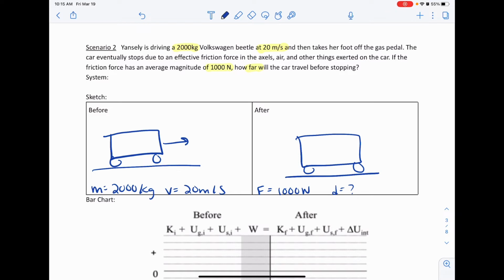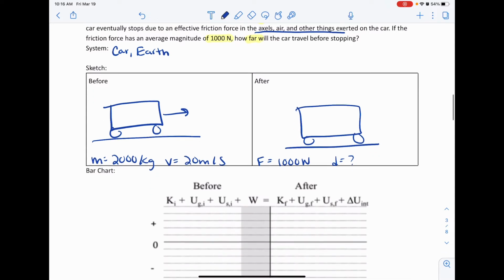Okay? For our system, we're going to include the car, and we're going to include the Earth. Now, we have a force given to us, right? And it says it's the force of the axles, the air, and other things. So that means I'm not going to include any of those things in my system, because if I'm given a force, that means I can calculate work. So any object that might do work, like the ground, the axles, the air, I'm not going to include in my system. So my system is just going to be the car and the Earth.